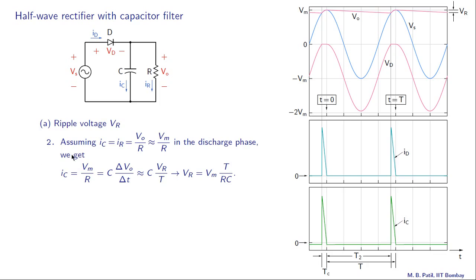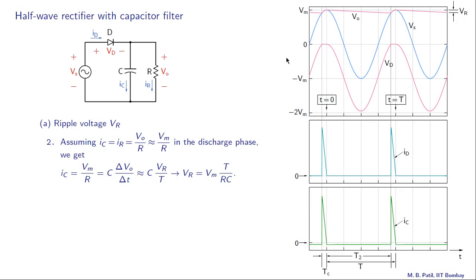Here is another way of computing the ripple voltage. We start with IC equal to IR in the discharge phase. The diode is not conducting, and IC and IR are therefore equal in magnitude. IR is VO by R, and VO is approximately constant, which is equal to Vm, and that holds if the ripple voltage is small. So we have IC equal to Vm by R, and IC is also equal to C dVc dt, which is the same as C dVo dt, because VO appears across the capacitor as well.